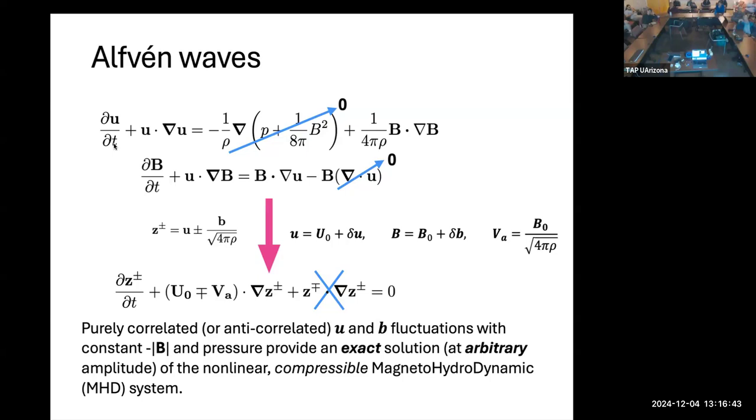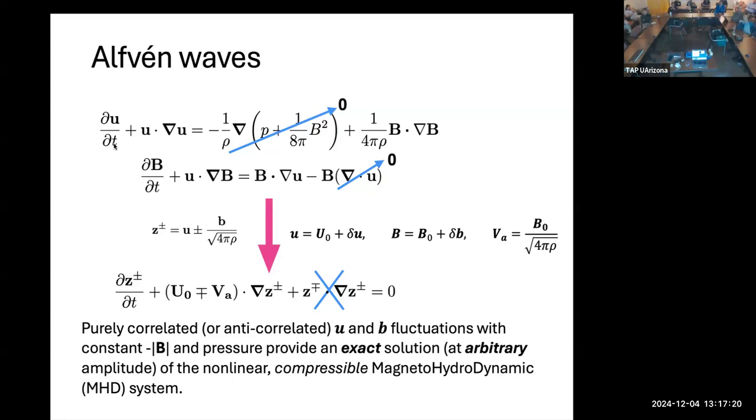The second equation comes from Faraday's law of induction, from Maxwell's equations, and you neglect displacement current, and then you assume an ideal Ohm's law. So you represent the plasma as a perfectly conducting fluid, and you get this evolution equation for the magnetic field. Now, for the sake of argument, let's say that the fluctuations are incompressible, so this term goes to 0. And let's also say that the sum of thermal pressure and magnetic pressure, this B squared, is constant. So this term also goes to 0.